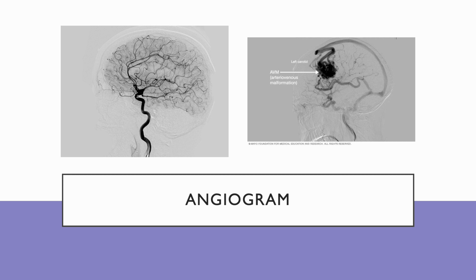For an angiogram, a doctor is going to have to find a large blood vessel and inject it with a contrast dye. And so this contrast dye actually allows us to see the blood vessels in this X-ray image. And this can help us determine those things that I talked about earlier.